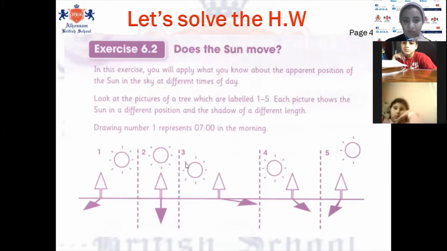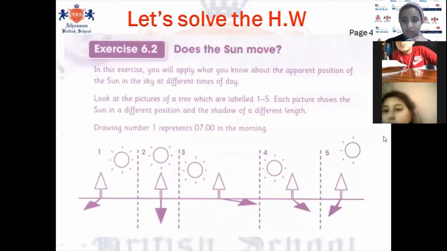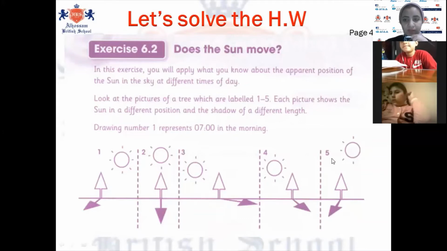This is the midday, for example. This is at the end of the day. This and this. So, which one is the correct answer? Number 5. This is 10 a.m. Number 5 because it's... Okay. So the next one.